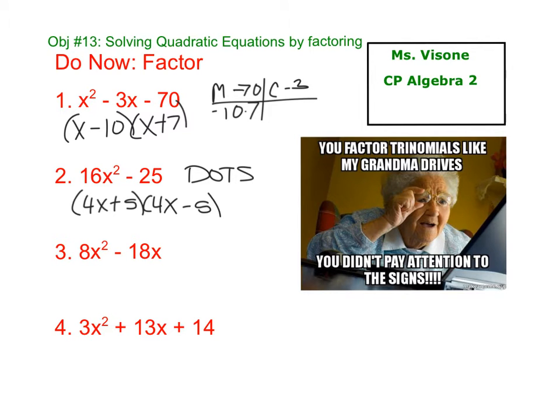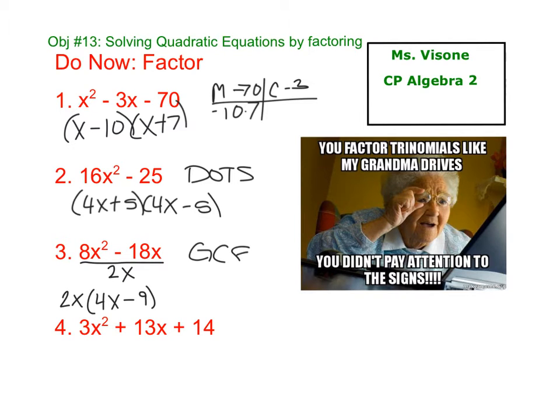Number 3, that is GCF. We have x's everywhere, and 8 and 18 are not perfect squares. So the GCF here is, let's see, 2x. That leaves us with 4x minus 9, parentheses, 2x on the outside. Now, is that a dots left over? It's not, because it's not x squared. If it was 4x squared minus 9, that would be a dots.